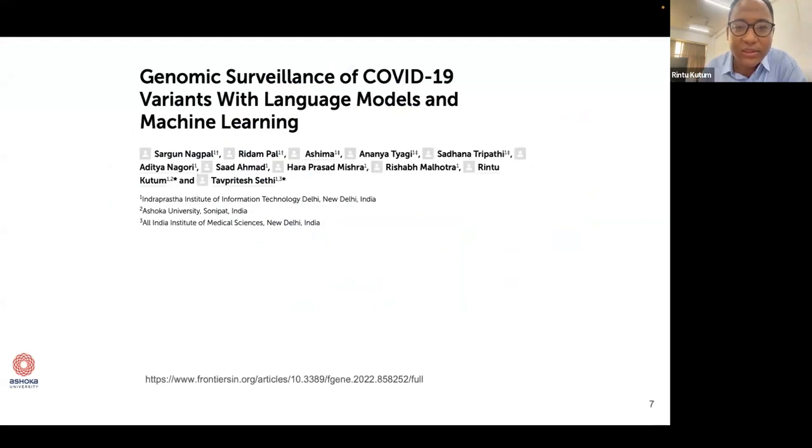This is one of the articles that we published during my postdoctoral time, which used machine learning and language models on the spike gene's genetic variations, to see whether we can represent the DNA sequence in a nucleotide feature space, which will allow us to build models to predict or do surveillance of SARS-CoV-2.